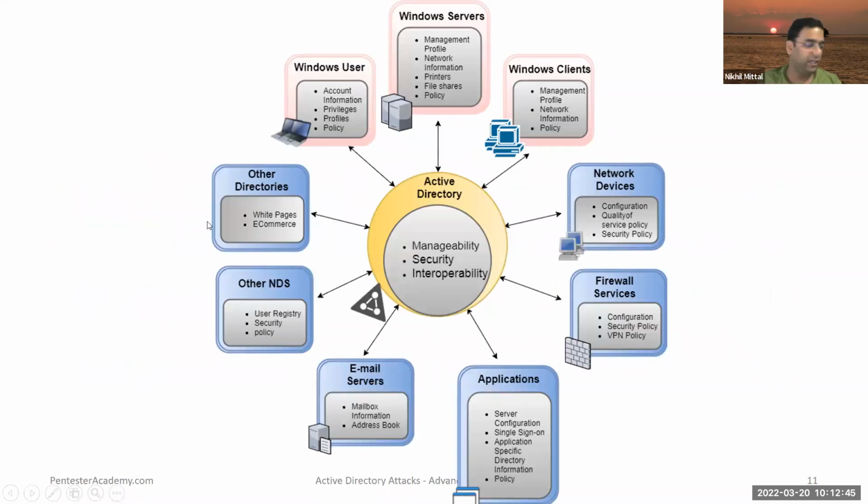So this is what Active Directory looks like. You have different types of objects. And Active Directory provides a centralized manageability, security, and interoperability between all of these different components. Everything is an object in Active Directory. A user is an object, a computer is an object, and same goes for everything else.